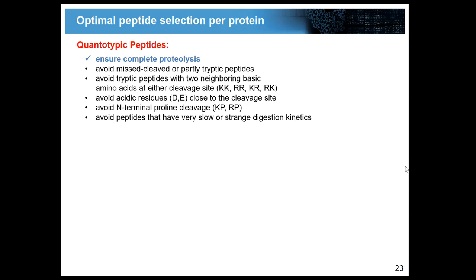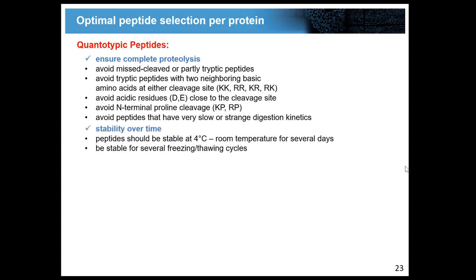Usually we say that trypsin does not cleave a KP or an RP sequence, but it has been shown that sometimes it actually does to some extent, so also try to avoid peptides with this sequence inside. Also try to avoid peptides that, as Mike showed on his slide a little bit, have strange or very slow digestion kinetics. If you follow digestion over time, you sometimes see peptides that are formed very slowly or that even degrade over time. So ideally choose peptides that are digested fast and are then constant in your sample.